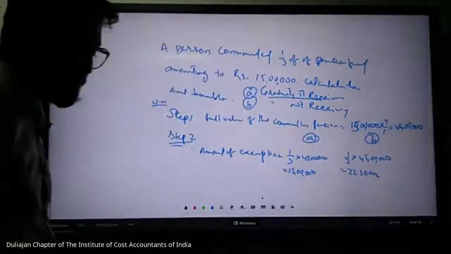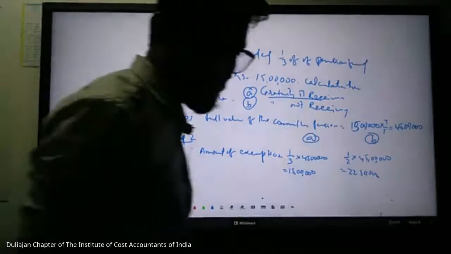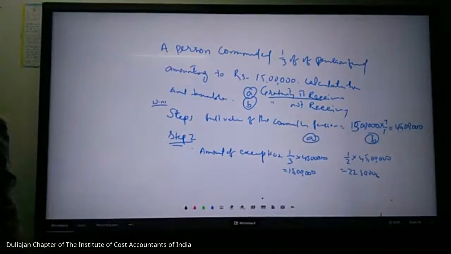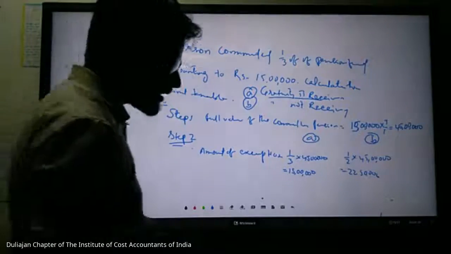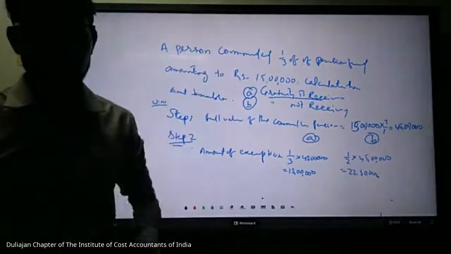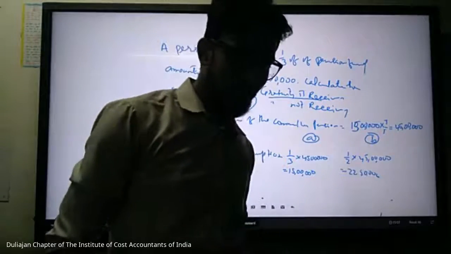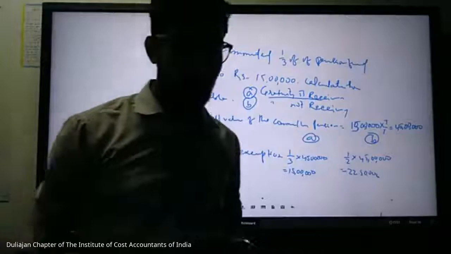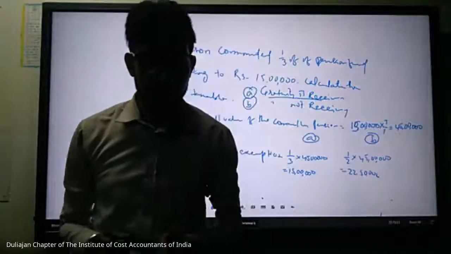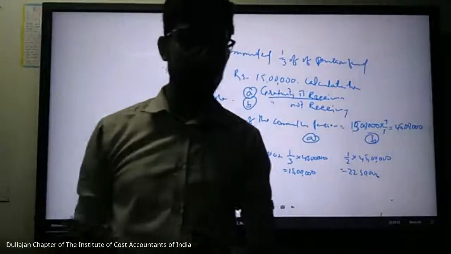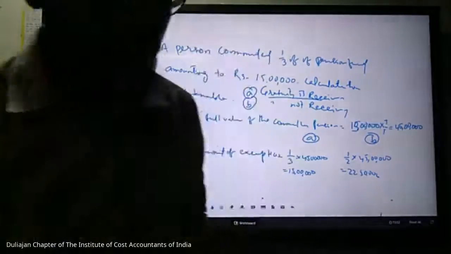Okay, so we'll be solving the illustration in the next class. I've just explained you the basics of pension. That is, pension is divided into two parts: commuted and uncommuted pension. Uncommuted pension means recurring in nature, which is received monthly. So, if the pension is received monthly, then it is fully taxable. Then, if the pension is commuted, then if gratuity is not received, then 1/2 is exempted. If gratuity is received, then 1/3 is exempted.